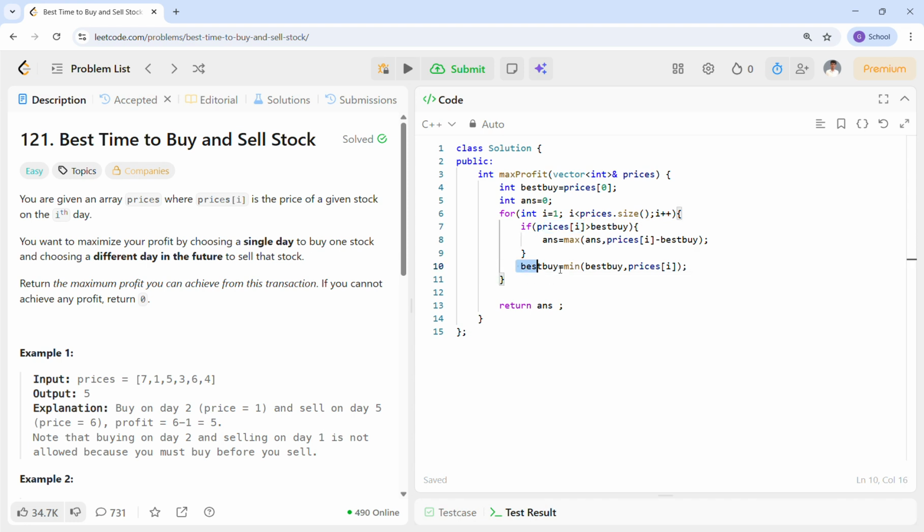And similarly, what are we doing in this loop? We are considering what if we get a later day as the minimum day, the best day to buy the stock. So we take the minimum of the price at i and the best buy and store it in best buy, so that in the further loop, if I get any better buy, I can store that as the minimum and make the most profit out of it. So this is all about Best Time to Buy and Sell Stock. Thank you.